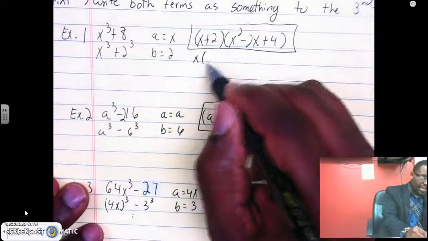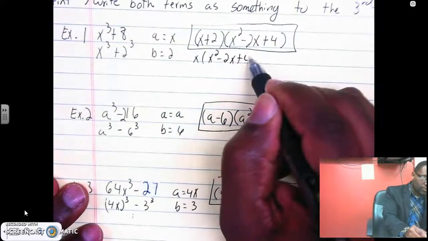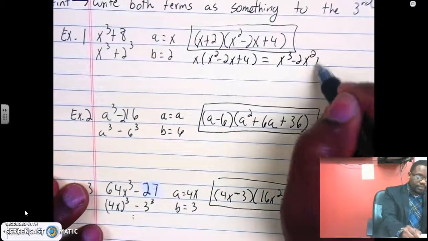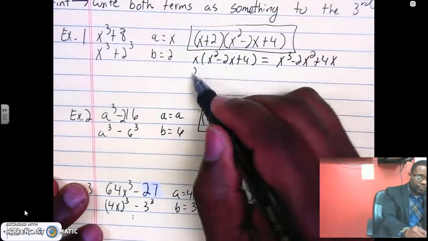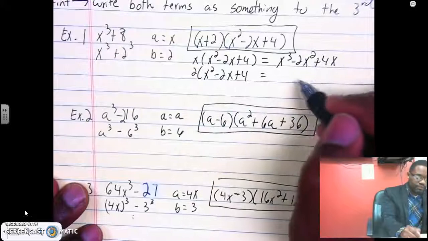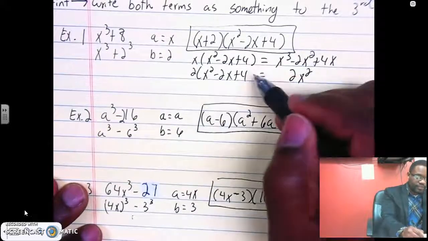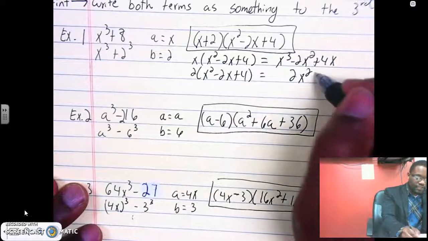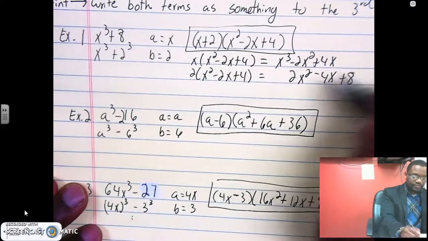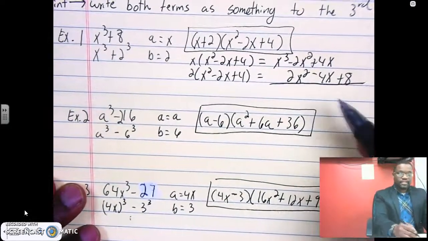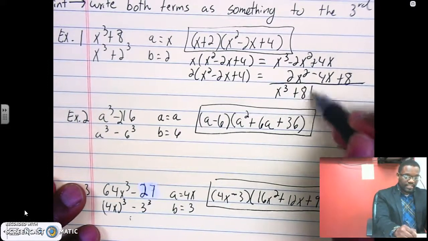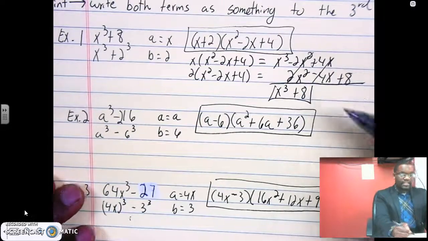So if I did x times x squared minus 2x plus 4, I would get x cubed minus 2x squared plus 4x. And then if I took 2 times that same thing, I would get 2x squared, and then I would get minus 4x, and then I would get plus 8. So I already lined everything up, and notice that what comes out is x cubed, cancel, plus 8. You see how that worked? It is a true statement.